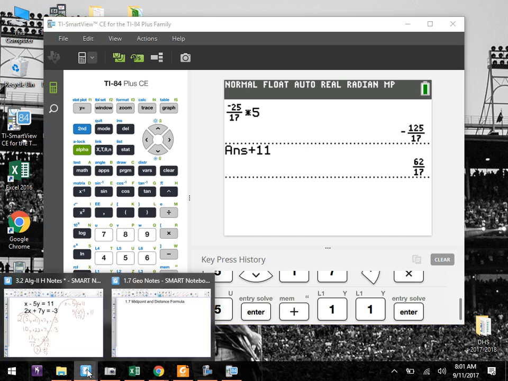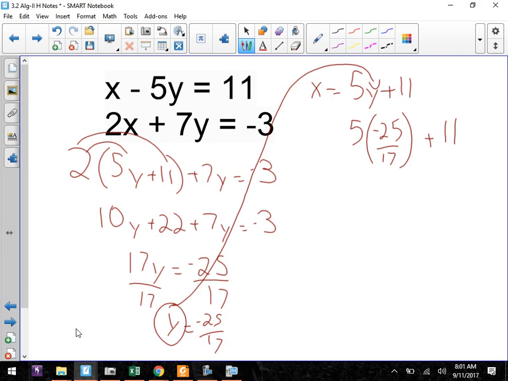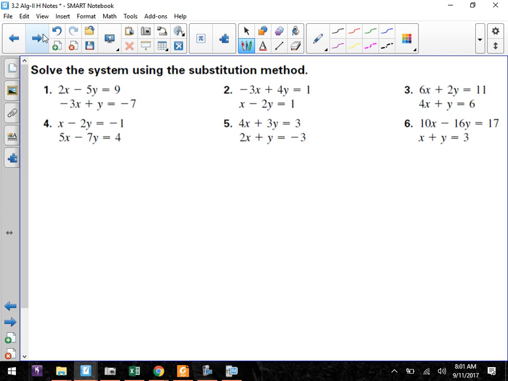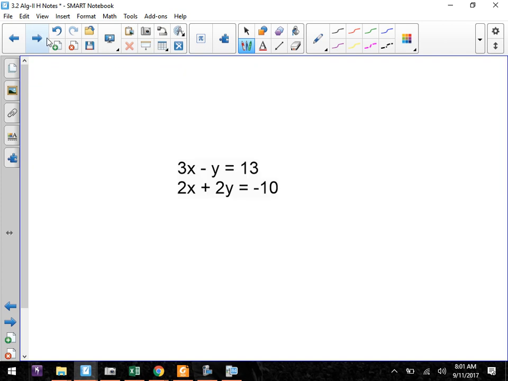So, when we get 62 over 17, that was my x value. Oh, that was x, excuse me. Sorry. The other was negative 25 over 17. And that would be my solution. Okay. It just looks crummy, but it works. With this, substitution is easy.